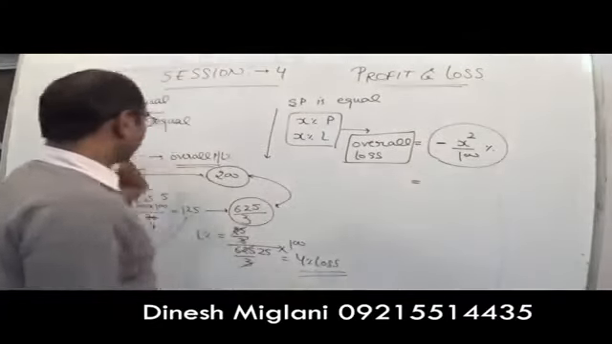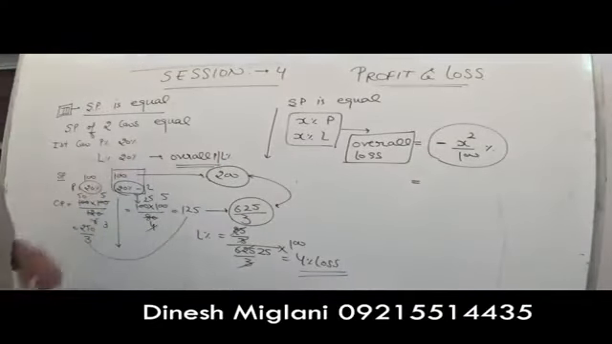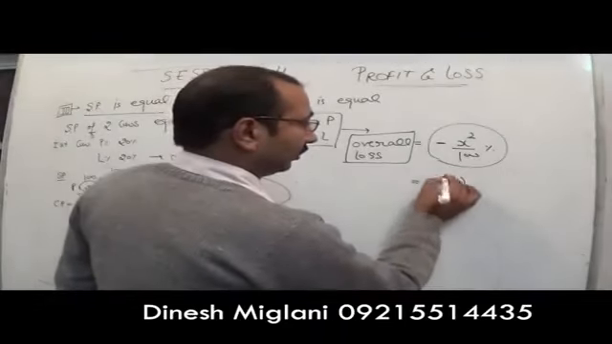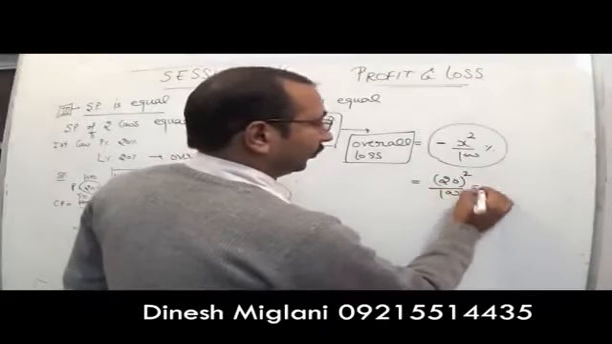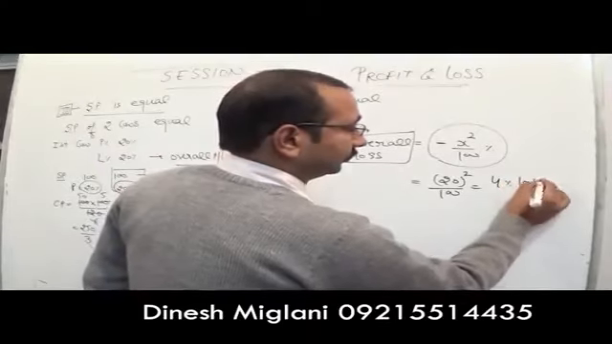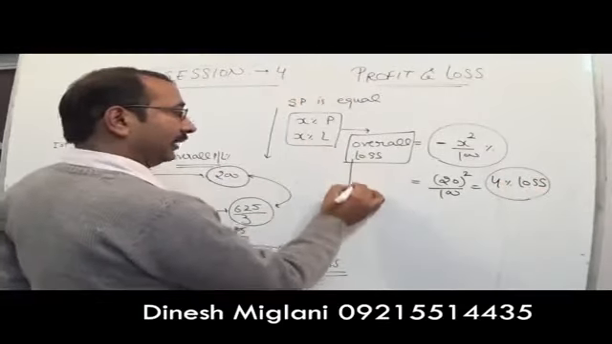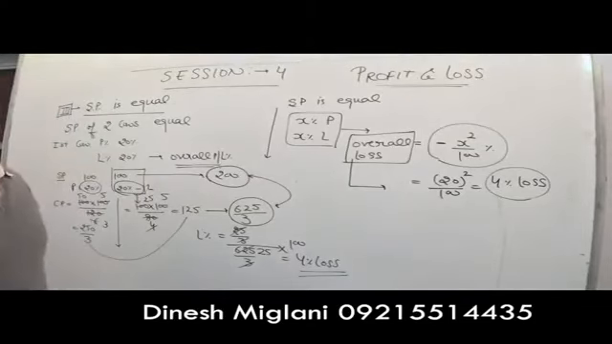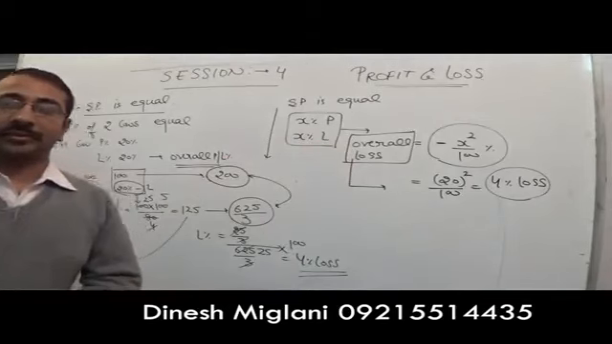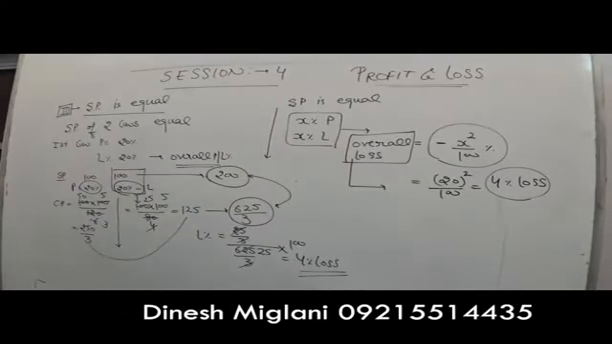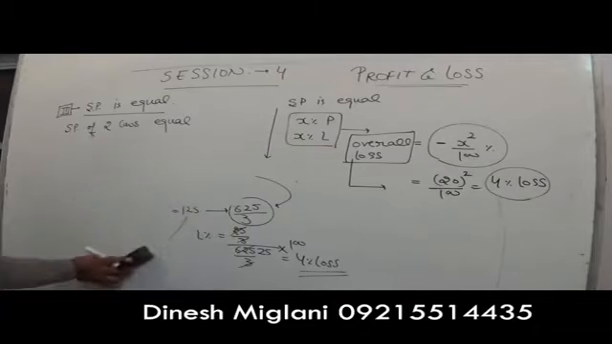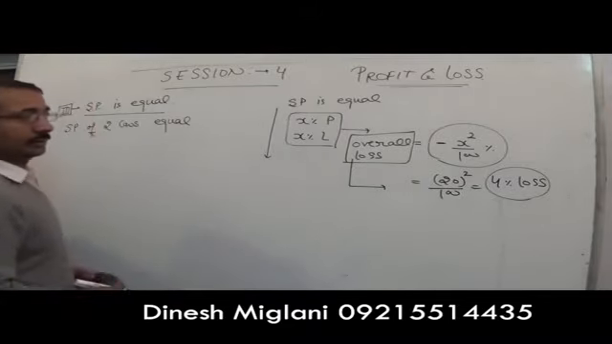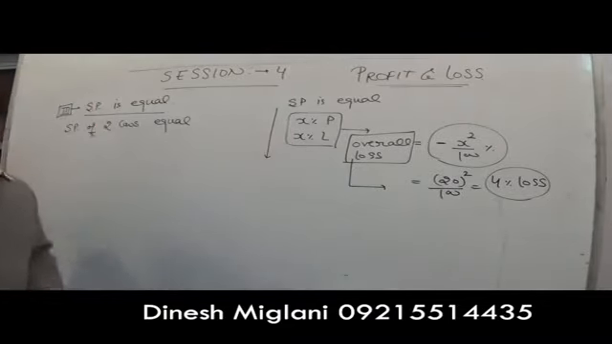So the answer for this question, where X is 20, is 20 square upon 100, which would be a 4% loss. In questions of this type, every time there would be a loss. There is no need to consider a profit, there is always a loss, and the loss is always equal to X square by 100%. I think this point is clear.